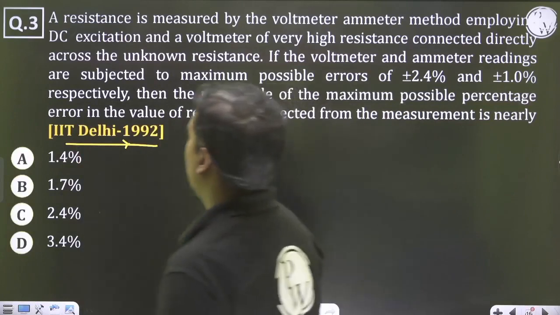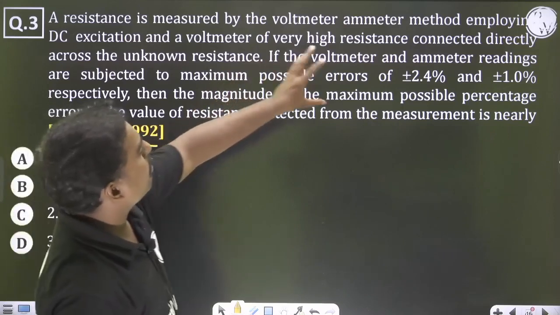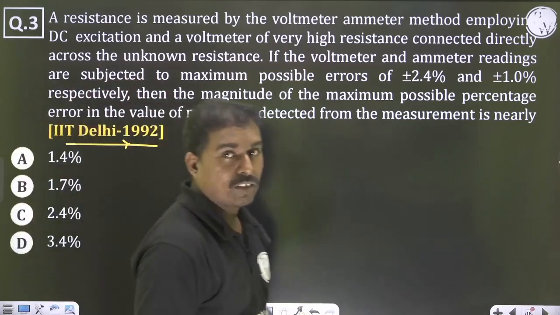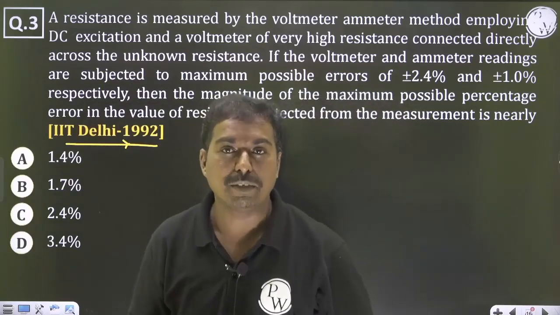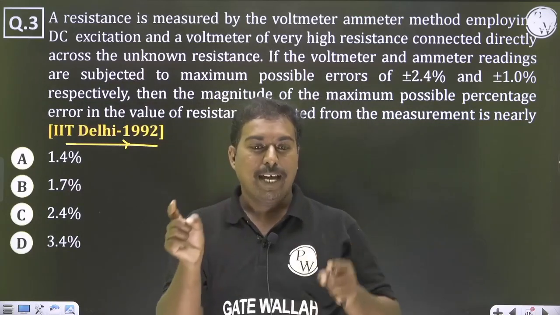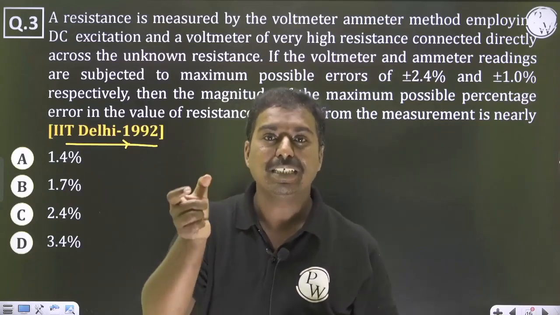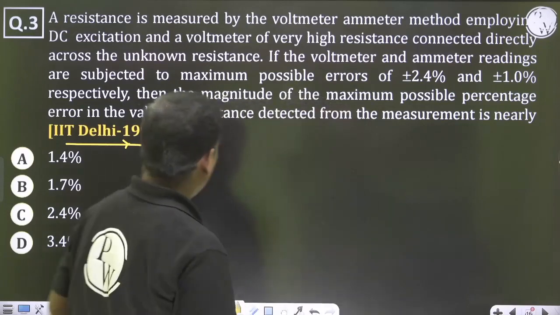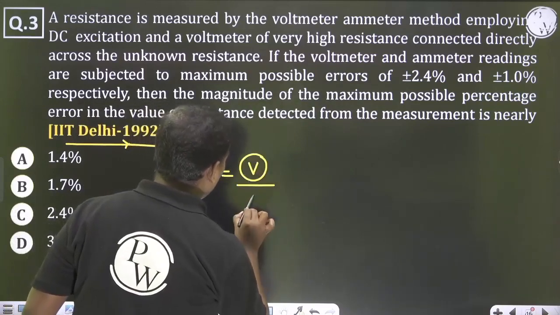Question number 3. A resistance is measured by the voltmeter-ammeter method employing a DC excitation and a voltmeter of very high resistance connected directly across the unknown. I think all of you are aware resistance measurement can be done with the VI method, the voltmeter-ammeter method. Across the unknown resistance, keep a voltmeter, and in series with that resistance keep an ammeter. Then you can take the voltmeter and ammeter readings, and resistance is equal to V by I. That is a fundamental basic concept everybody has to know.